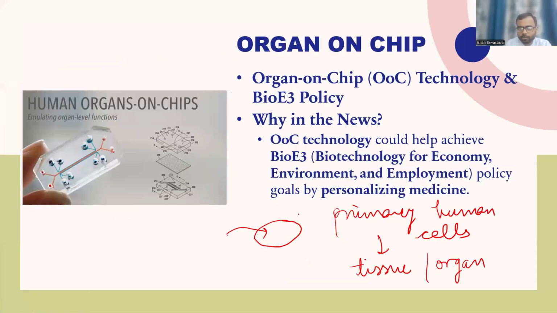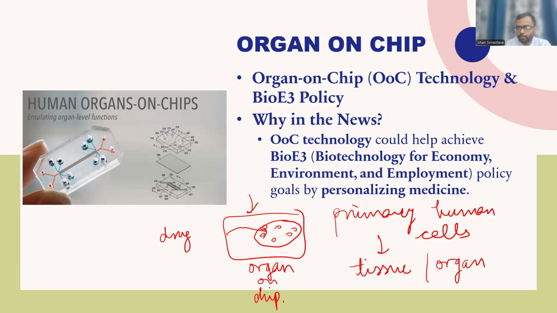So this setup will resemble an organ basically on a chip, right? And then they might test the efficacy of a drug on this. They might test whether the drugs could be delivered in this manner, or the impact of any medicine. So they could do a lot of things on this setup. So the setup is called an organ on chip.